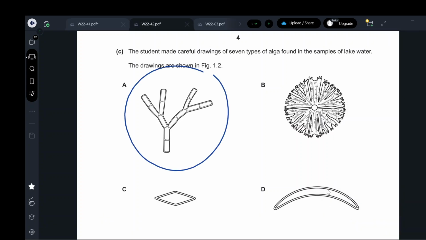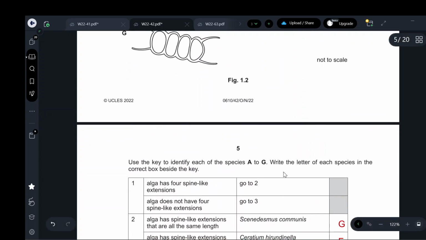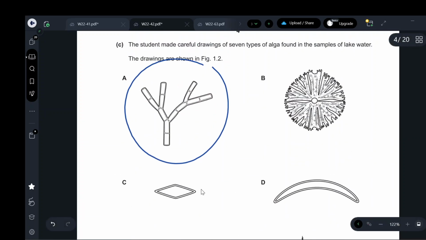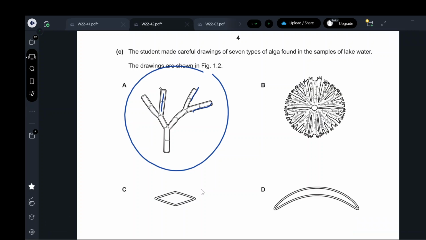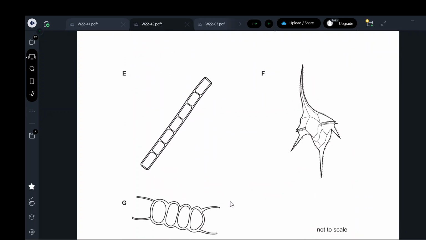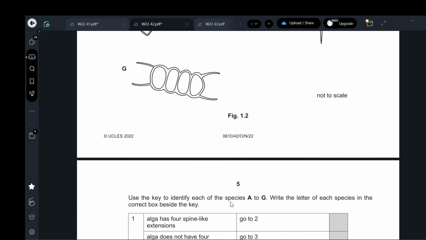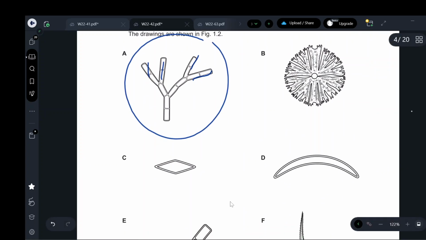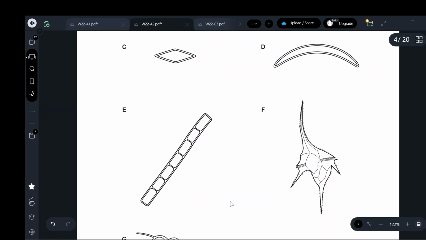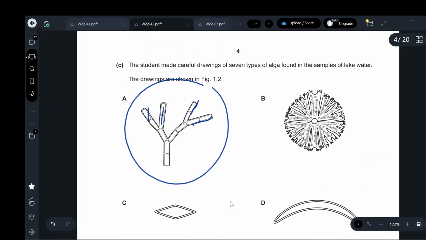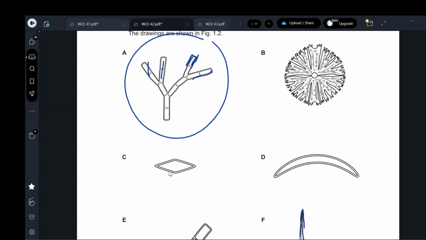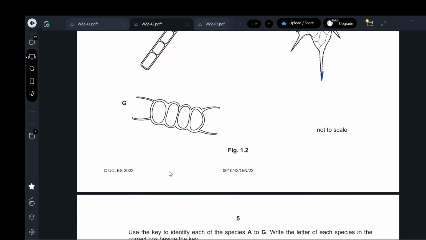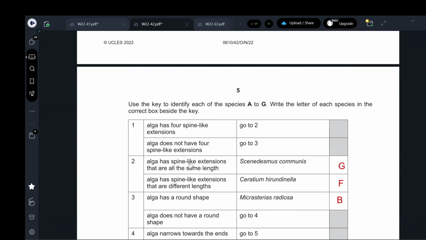So we will look at one picture and follow the key. Let's look at this picture, for example. The alga has 4 spine-like extensions. It does not have 4 spine-like extensions. It has 4 extensions only. If you look at the rest, when I went down, I saw spine-like, it means that it is pointed. These are the spine-like extensions. So no, this one is not considered because they are blunt. There is no spine-like extension. Here we have spine-like extensions. So no spine-like. Go to number 3.